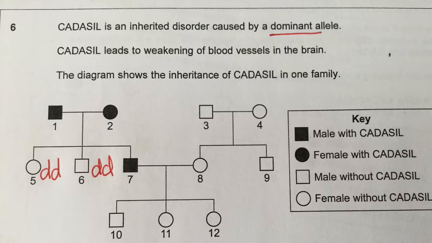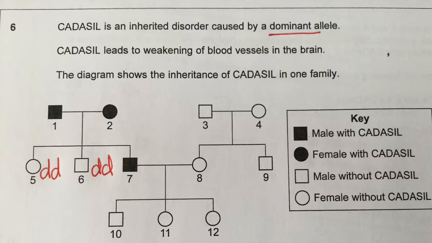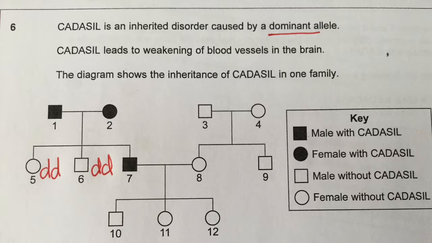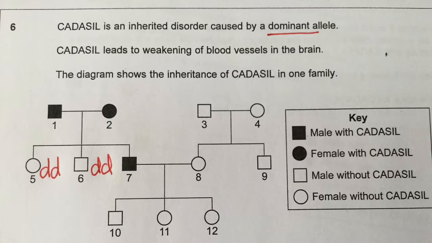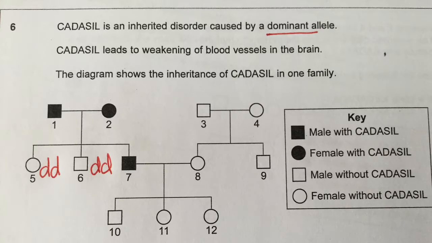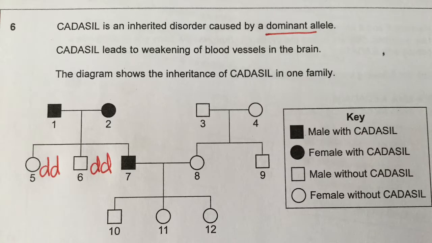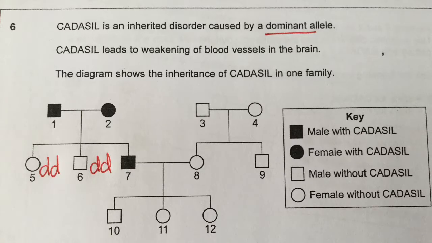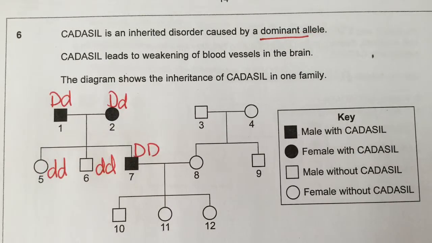We can see there that there are 2 individuals, number 5 and number 6, who don't have the disorder. However, number 7 does. Individuals number 5 and number 6 received a recessive allele from mum and a recessive allele from dad. So that means that adults number 1 and number 2 must both be heterozygous for the condition. So I'm going to label those big D, little d.